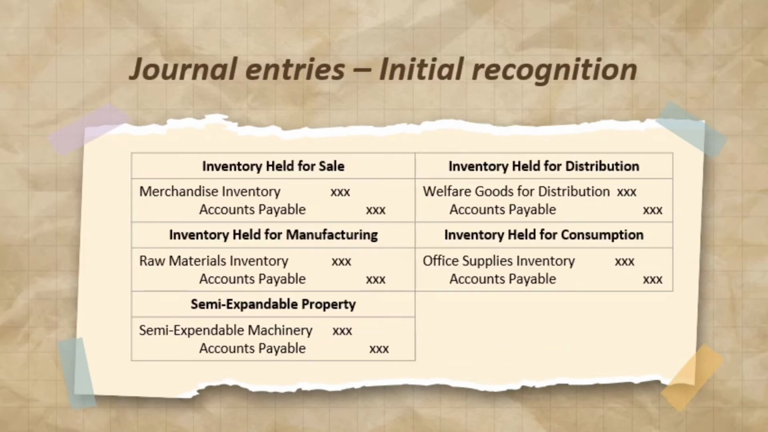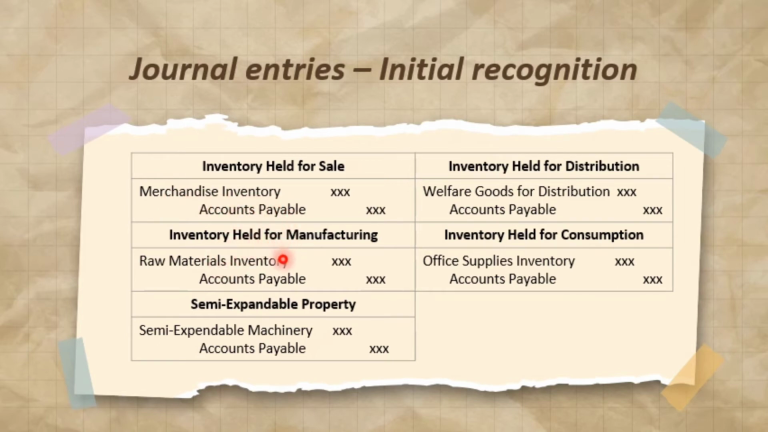So, for our journal entries, ito yung ating proforma ng initial recognition for inventories. Nandito lahat yung lima: inventory held for sale, inventory held for manufacturing, semi-expendable property, inventory held for distribution, and inventory held for consumption. For inventory held for sale, ang ating journal entry is debit merchandise inventory and then credit accounts payable.